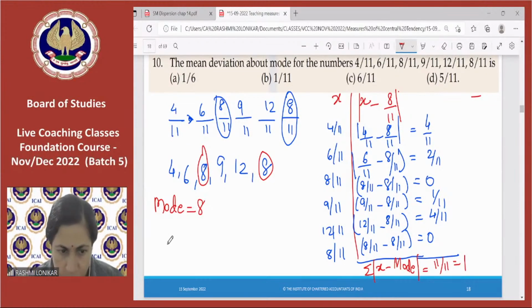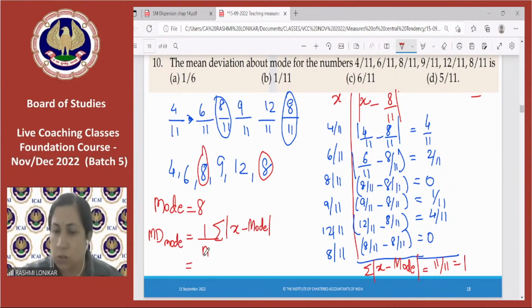Okay, so what is the formula? Mean deviation about the mode will be equal to 1 upon n into summation of x minus mode. Now how much is n? 1, 2, 3, 4, 5, 6. So 1 upon 6 into how much is this? 1. So the answer is 1 upon 6. So A will be the correct answer.